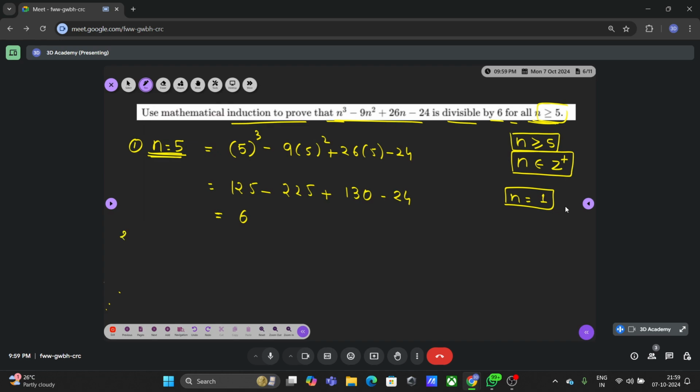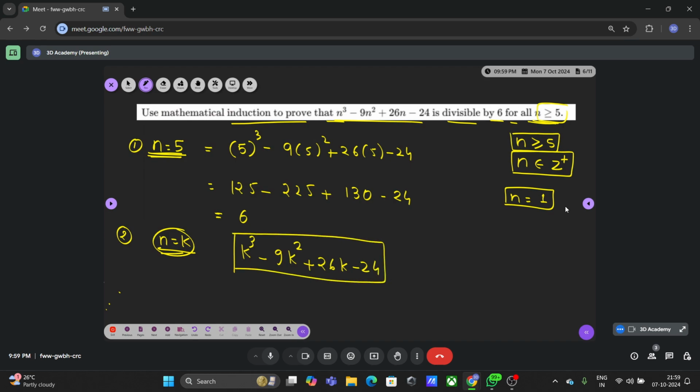So in the second step, what will we do? In the second step, I will assume n equals k. We assume n as k and we substitute in the equation. So I get k cube minus 9 times k square plus 26 times k minus 24. Whatever the condition I'm getting here, I know that this is a multiple of 6. So I'll assume this is equal to 6 times a. Whatever the answer is for this equation, that will be a multiple of 6. That's why I'm assuming a as any number. Whatever the solution of this is, it will be a, but that is a multiple of 6. This is what I am assuming, right?